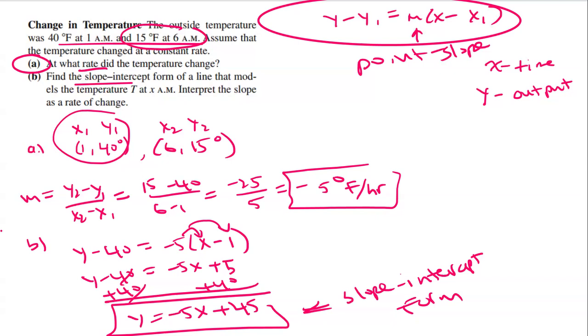All right, so we found the slope-intercept form, and then it says interpret the slope as a rate of change. So we have negative 5, right? That means the temperature is decreasing at 5 degrees Fahrenheit per hour.